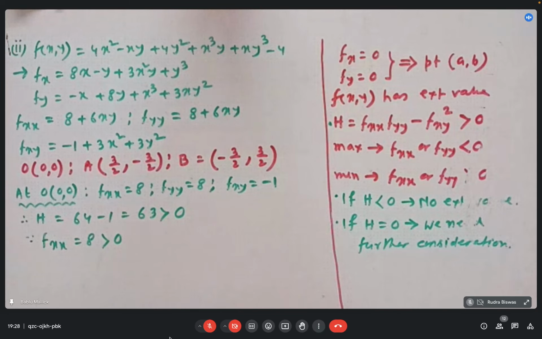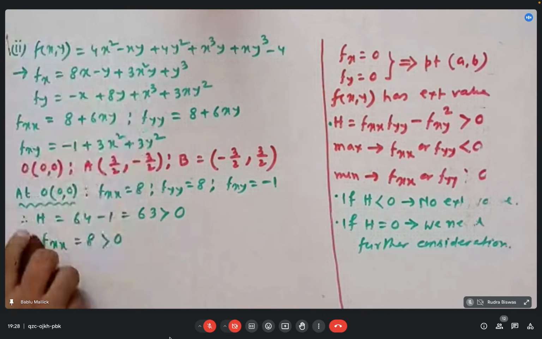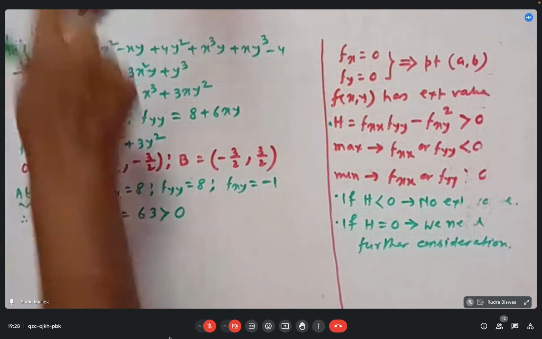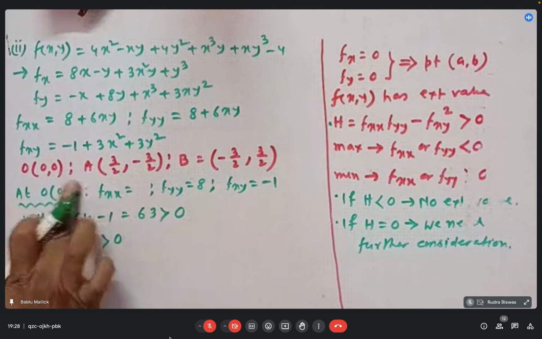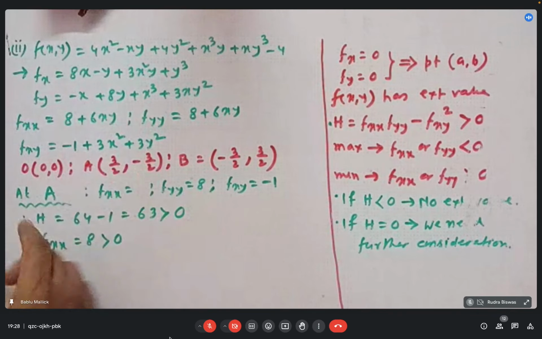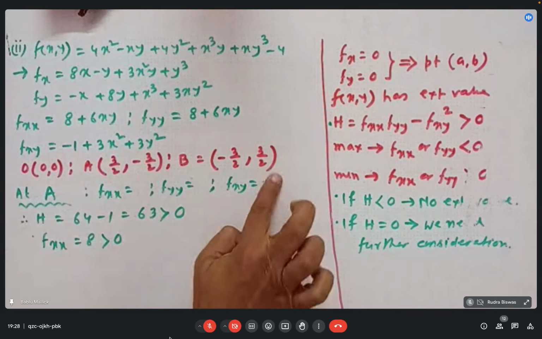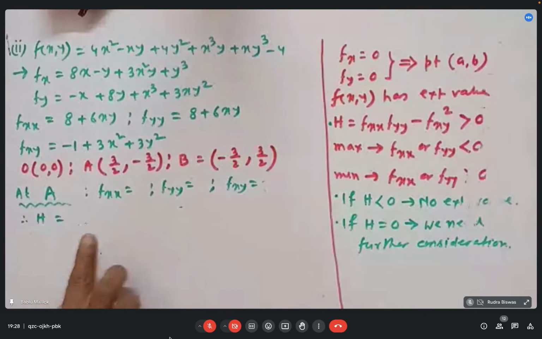Now please, just check at A point. At A point what are you getting? Please check fxx, fyy, fxy and calculate h and tell me what are you getting.